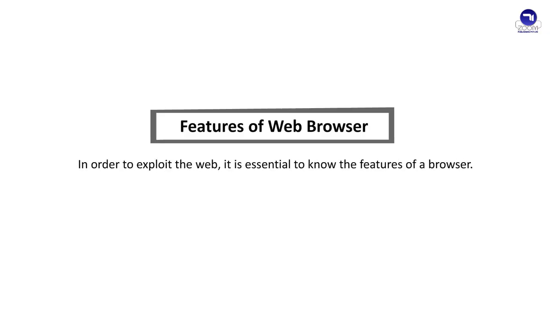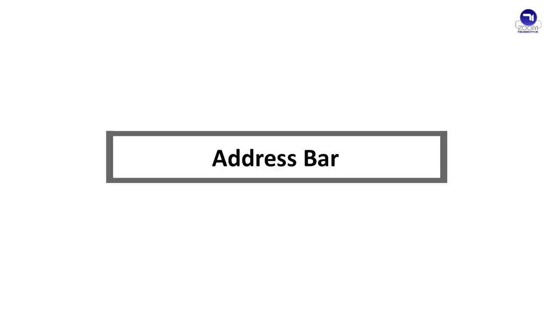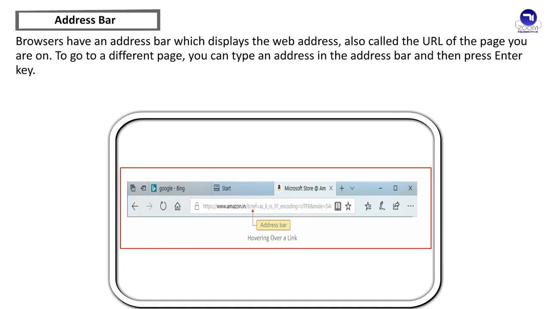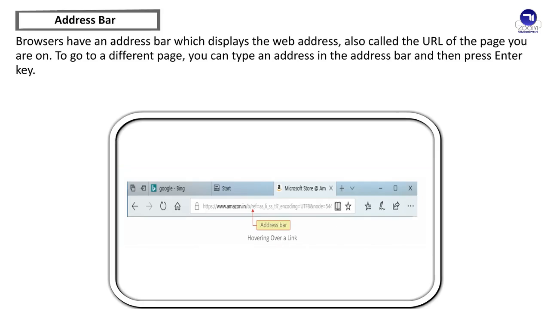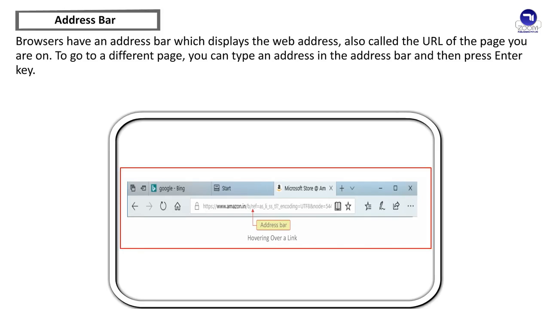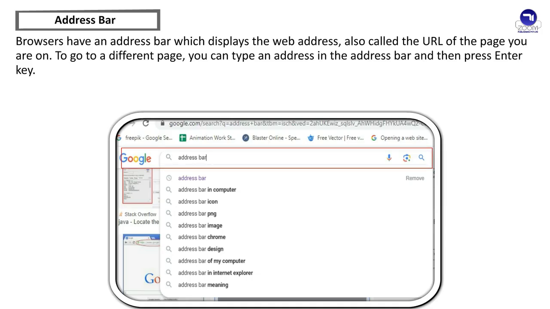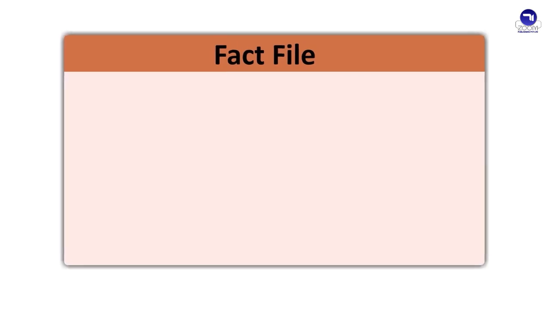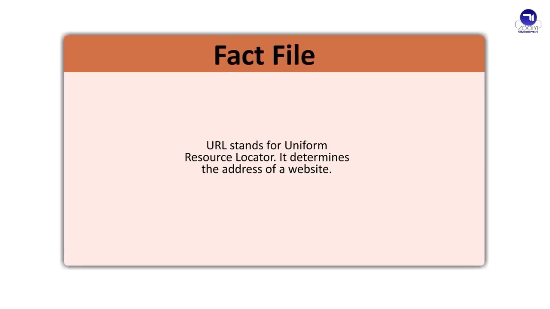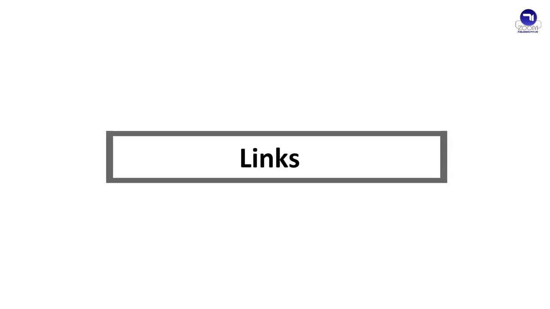Features of web browser. In order to exploit the web, it is essential to know the features of a browser. Address bar. Browsers have an address bar which displays the web address, also called the URL, of the page you are on. To go to a different page, you can type an address in the address bar and then press the Enter key. Fact file. URL stands for Uniform Resource Locator. It determines the address of a website.